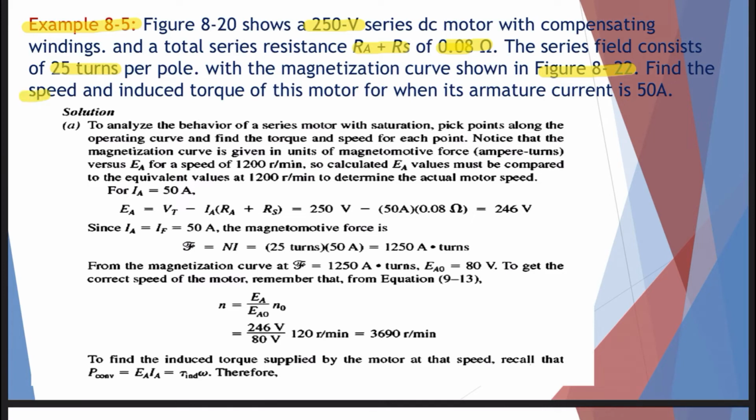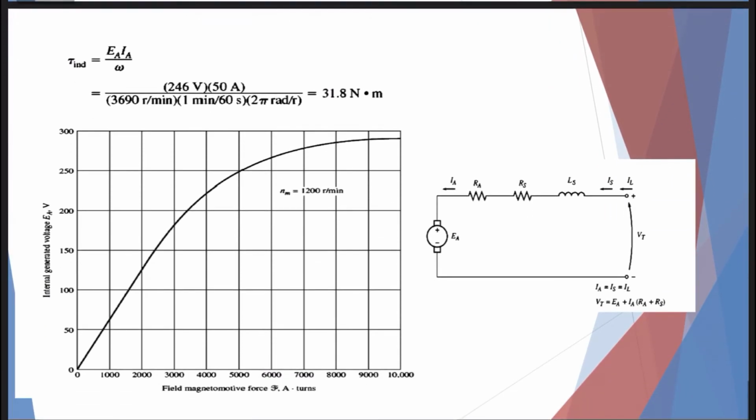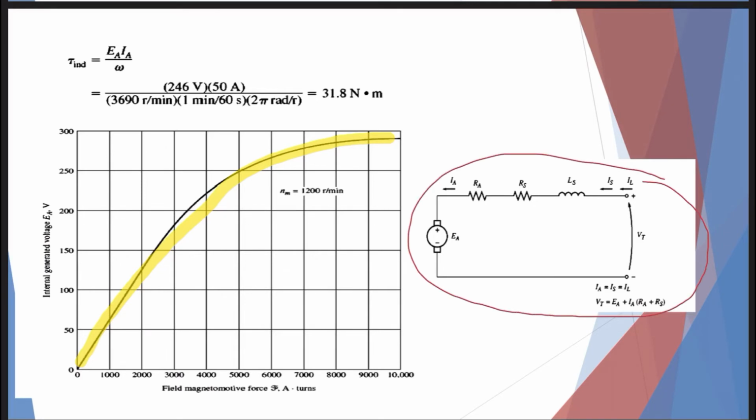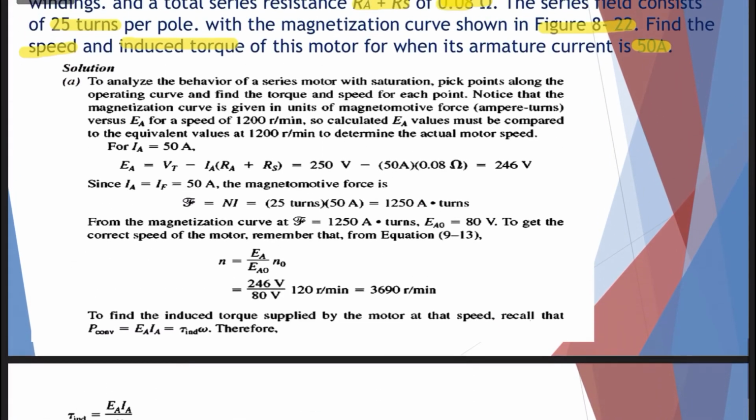Find the speed and induced torque of this motor when its armature current is IA equal to 50 ampere. As you can see, we have the figure here down. This is the magnetization figure, and this is the circuit given for this example. We'll try now to solve this example.